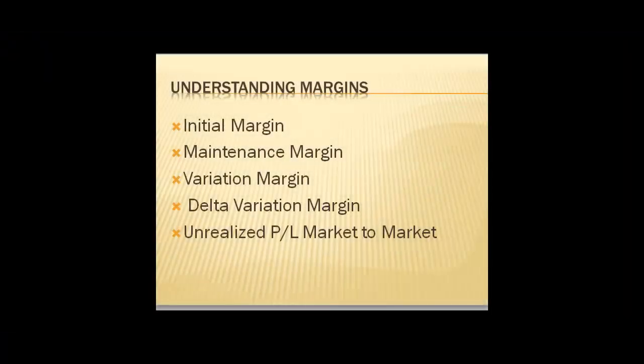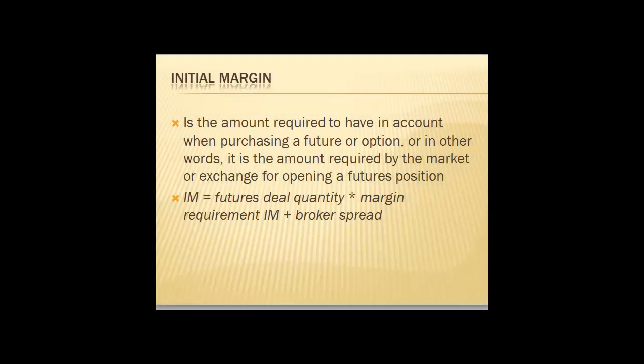To help you understand this information better, we will give you a quick overview of the different types of margin that exist. The first of these is initial margin. Initial margin is the amount required to have in an account when purchasing a future or an option. Or in other words, it is the amount required by the market or exchange for opening a futures position.